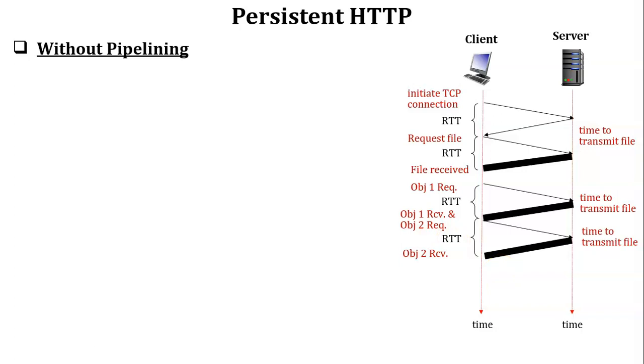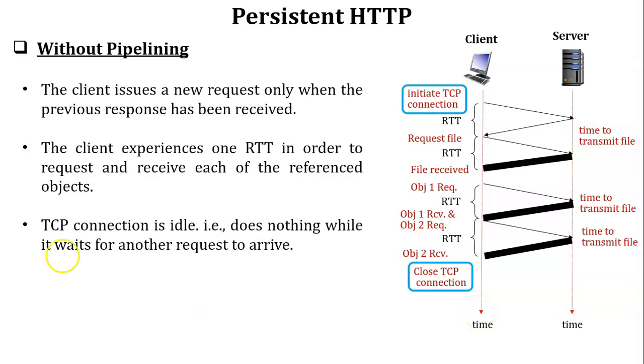Now the TCP connection remains open for some time. There is no request from the client side. After that the TCP connection is closed. So as per the discussion of persistent HTTP, multiple files are accessed from the server in a single TCP connection. What I have explained in this diagram is written over here.